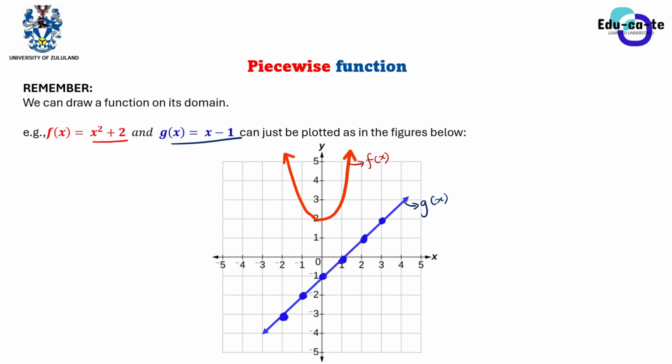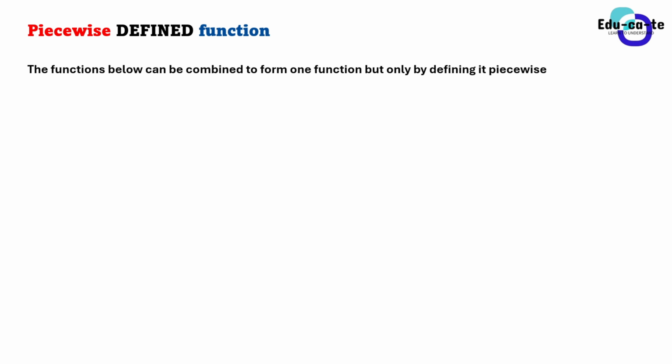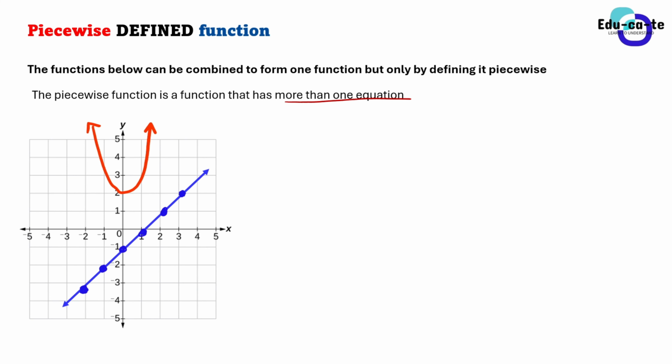So now here we look at the piecewise defined functions. When you talk about piecewise defined functions, it is actually a combination of two functions and making them one function in a sense. So now the functions below can be combined to form one function by only defining it in a piecewise manner. So what does this mean? It just means that if we have got a piecewise function, this function has got more than one equation. It's one function, but it has two different equations or two different graphs, and they are defined piecewise.